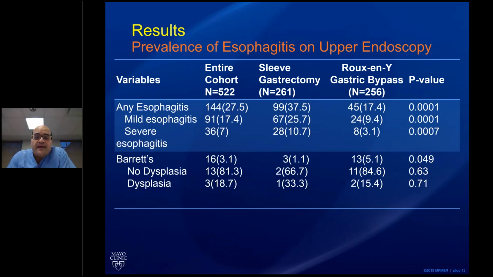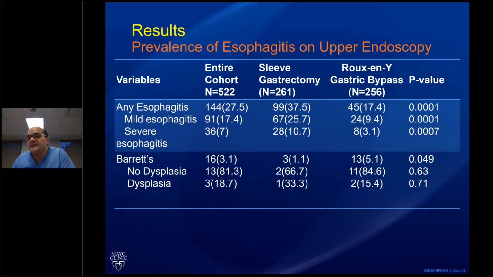So if we look on the prevalence of erosive esophagitis on upper endoscopy, that is basically one of the major findings here. As a cohort, the complete cohort, there was about 27% prevalence of erosive esophagitis. If you now divide this into the different procedures, you could see that the prevalence of erosive esophagitis was 37.5% in the sleeve gastrectomy cohort, compared to 17.4% in the ROY gastric bypass cohort.